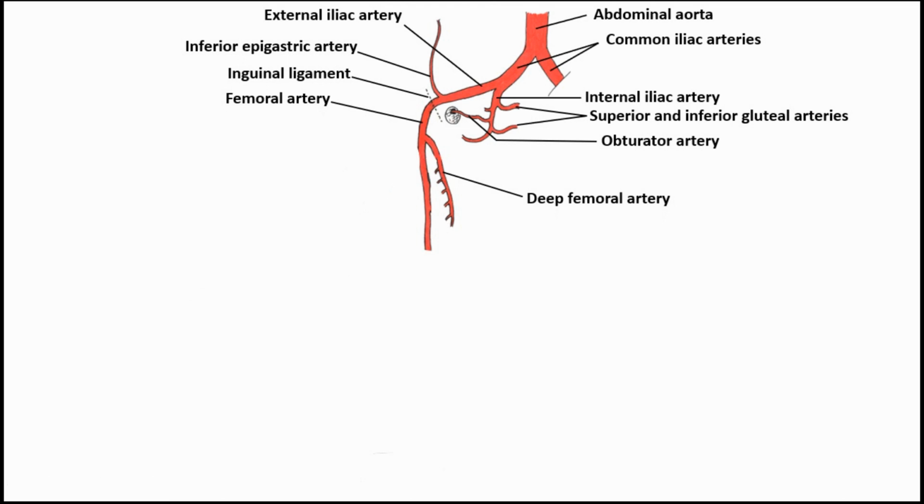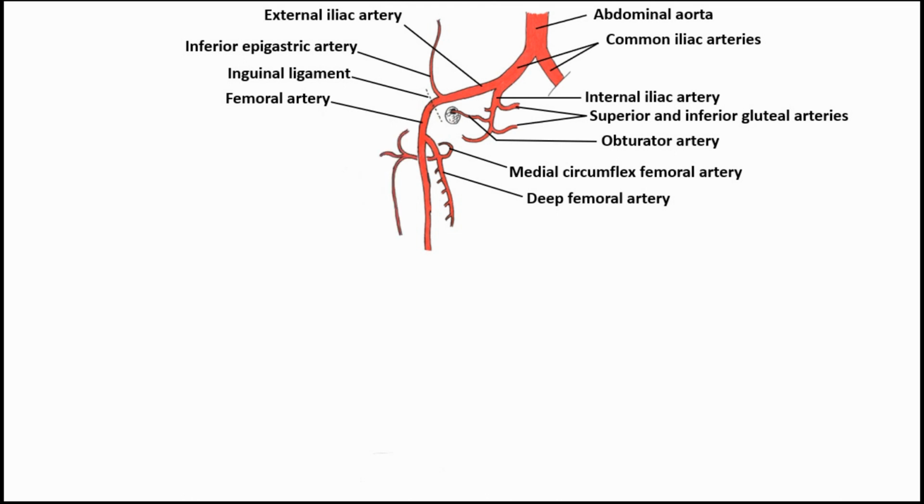Now, in addition to all that, the deep femoral artery has a medial circumflex femoral artery, which, as its name implies, is going to wrap around the medial side of the femur, the femur bone, and go supply the femoral head. It is, in fact, the major blood supply to the head of the femur.